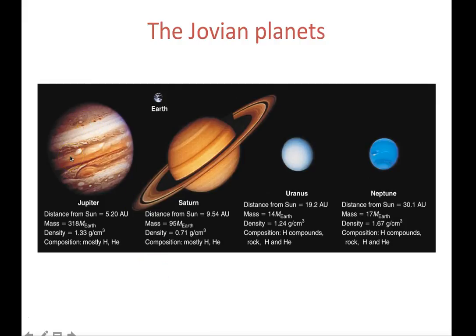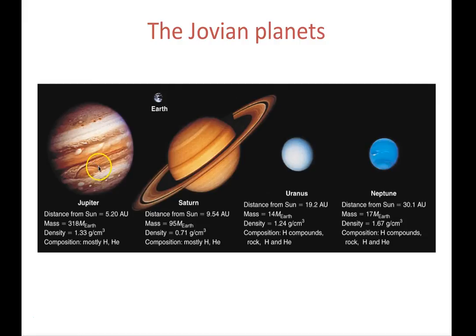Jupiter is over here, Neptune on the other end, and we have the little teeny Earth here to give you an indication of size. Jupiter, if I recall correctly, is about 300 times the size of the Earth, and Neptune and Uranus are about 15 times. Saturn is somewhere in the middle at 95.